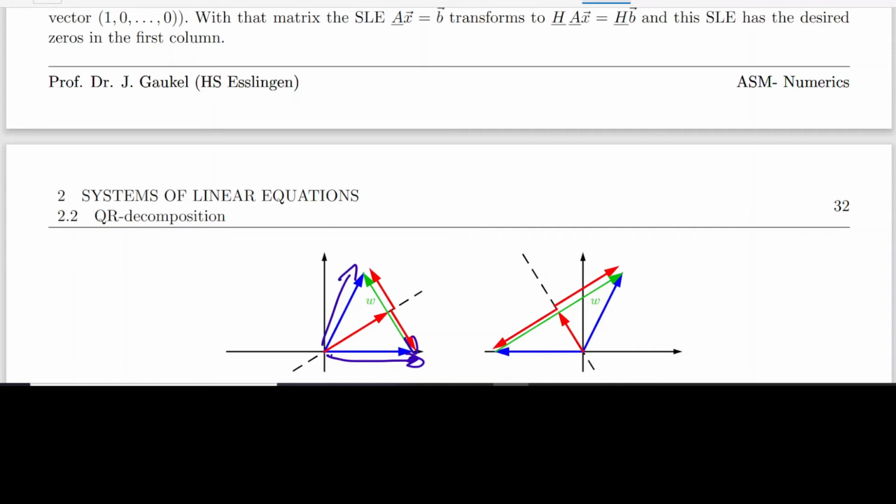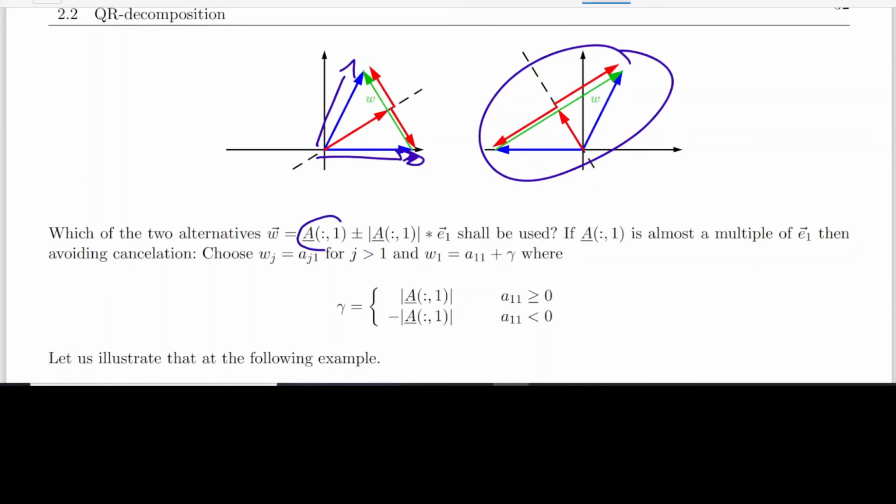Okay, so we need that omega. What is that? This vector is minus that vector plus that vector, so it's that vector plus that vector, and then minus that vector. So minus a multiple of the vector 1, 0, 0, 0. And instead of minus, you can also choose plus. This is that picture. And how to choose, I tell you here.